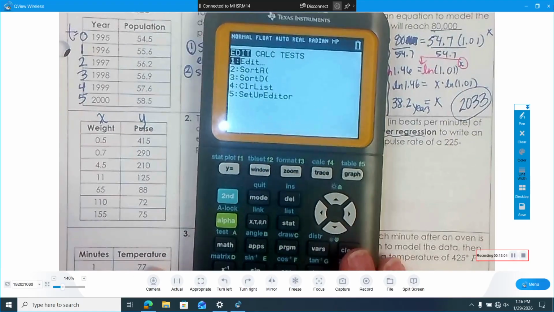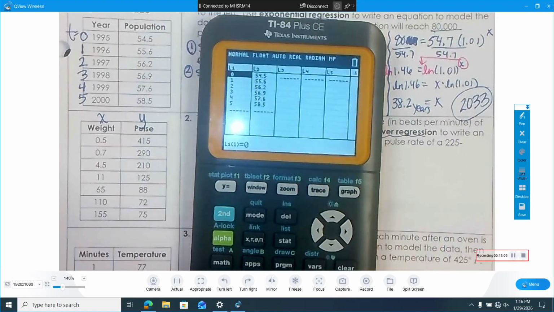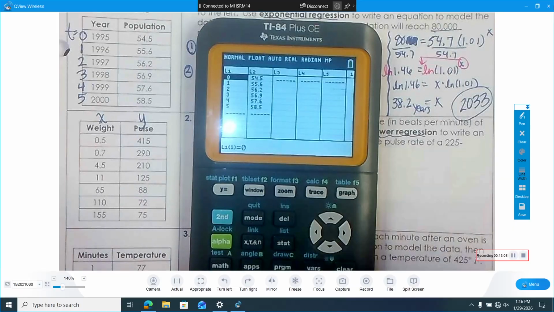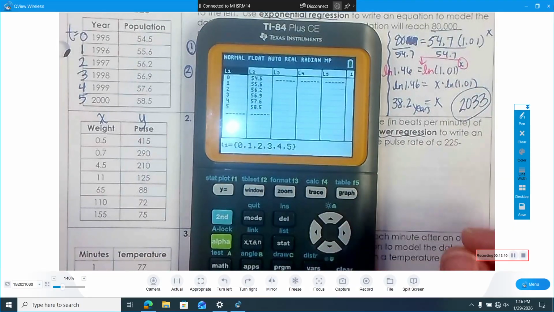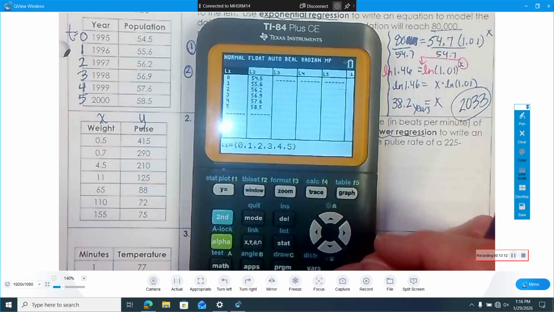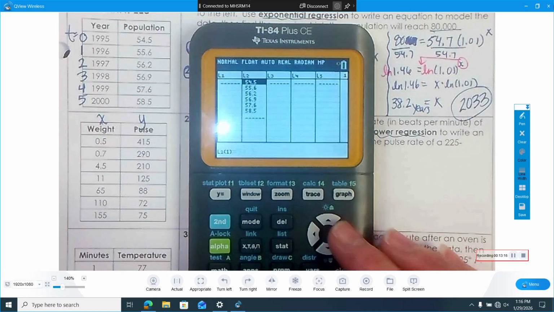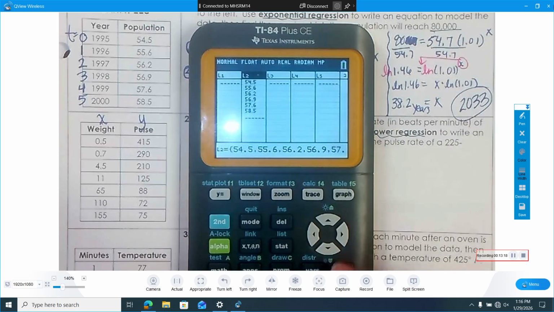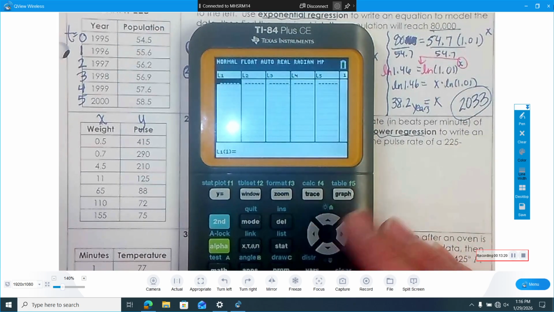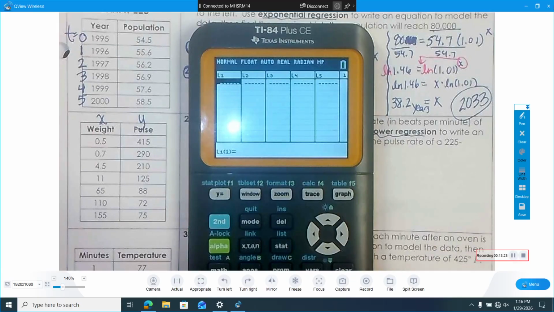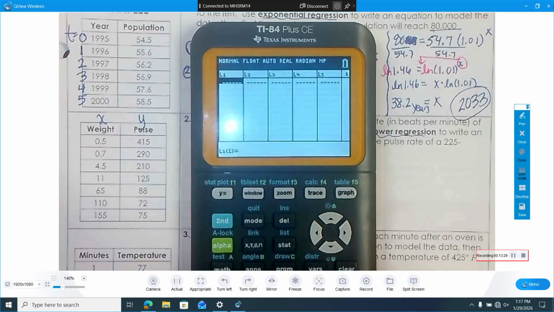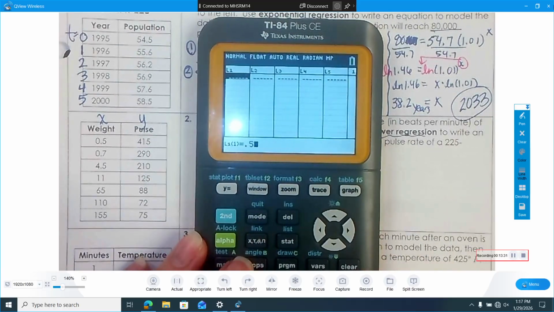So we need to go back to stat and edit, and I'm going to show you how to clear your list. You highlight the L1 and do clear and enter, and it clears all the data. So highlight L2 and do clear and enter, and it'll clear the whole list for you. Please do not delete L1. Okay, clear and enter. All right, so then you can enter your data.